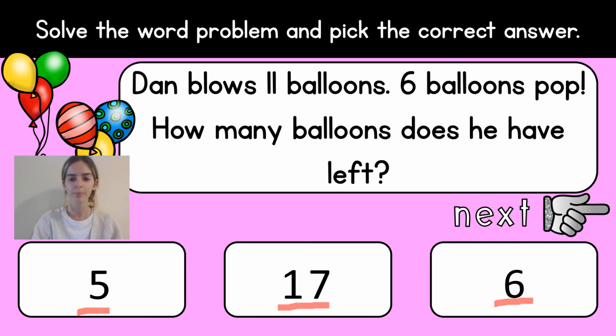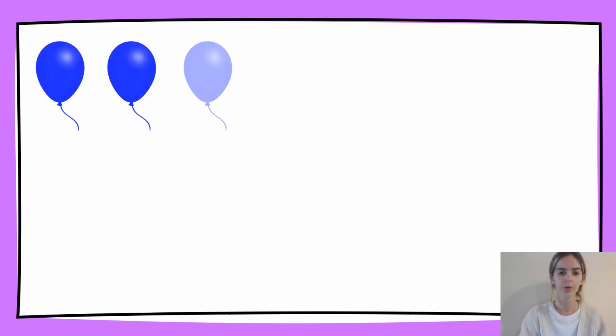But before I help you, I would like you to have a go at doing it on your own. So remember, we're starting with 11 balloons and 6 of them pop. So we need to take away 6 and then tell me how many you are left with? Okay, so let's start with our 11 balloons. Let's count them together. 1, 2, 3, 4, 5, 6, 7, 8, 9, 10, 11.